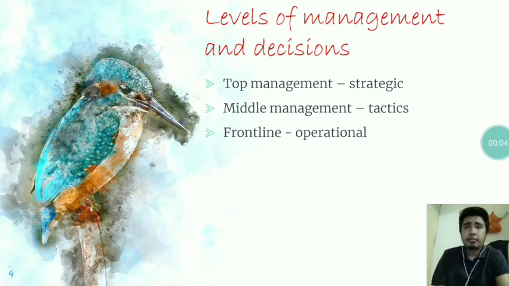Next is level of management and decision. There are 3, which are top management, middle management, and frontliner. Top management does strategic planning to solve a particular problem, while middle management does the tactics and plan of action for this particular strategy from top management. And lastly, frontliners handle the operational side, facing and dealing with customers, who look at the problem solving from the operational point of view.